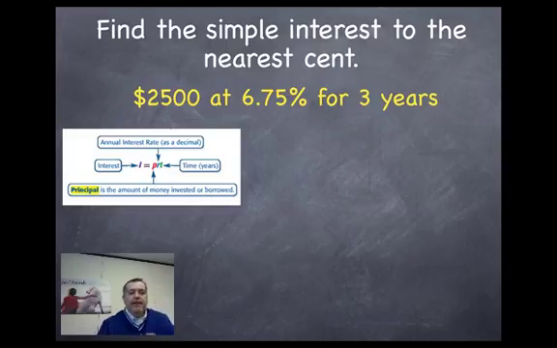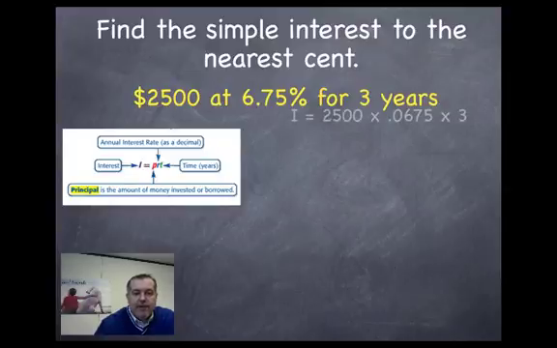Alright, we're going to take a look now at another example. We've got here $2,500 at 6.75% for 3 years. So looking again at our little equation for figuring this out, where we have I equals PRT, we're going to plug those numbers in. So we get I equals 2,500 times 0.0675, which is 675 ten-thousandths. Remember, we're going to write our interest rate as a decimal, times 3.